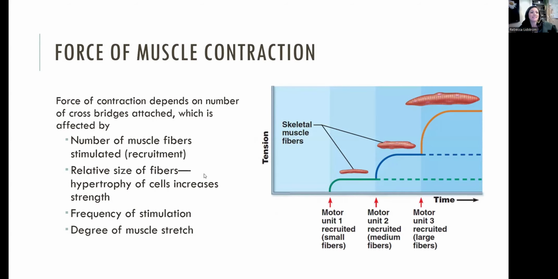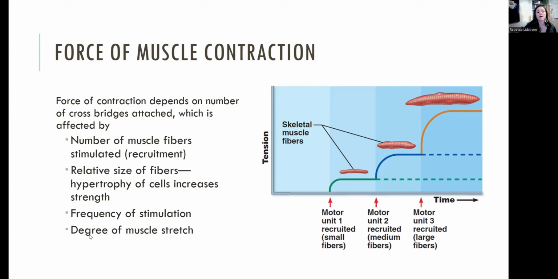The force of contraction depends on the number of cross bridges attached, between the myosin heads and the actin. This is going to be affected by the number of muscle fibers that are stimulated, or the amount of recruitment that happened, and the relative size of the fibers. Hypertrophy, or the increase in size of the cells, is going to increase the strength. This is why someone who has really big biceps is stronger than someone who does not have as big biceps, right? And then, of course, frequency of the stimulation. We saw that consecutive stimulations being so close together gave us a more forceful contraction. So this is also part of this equation.